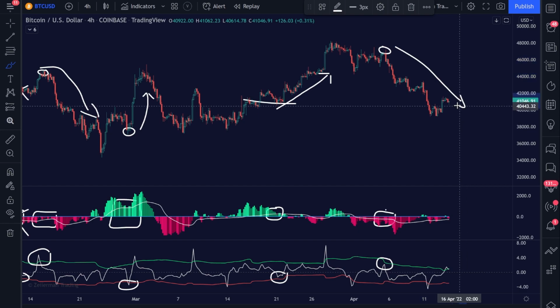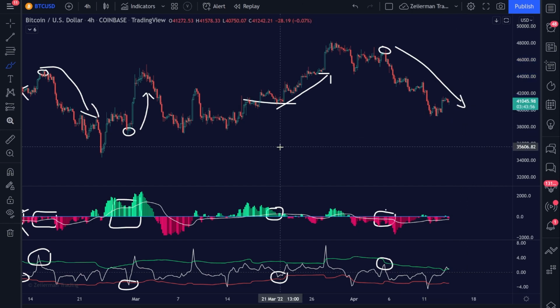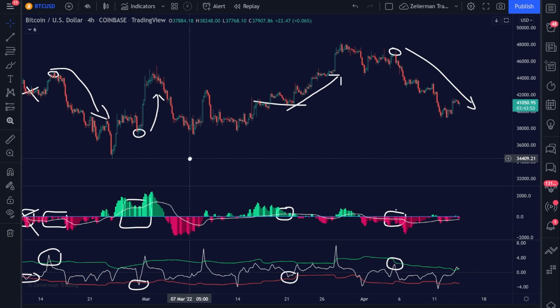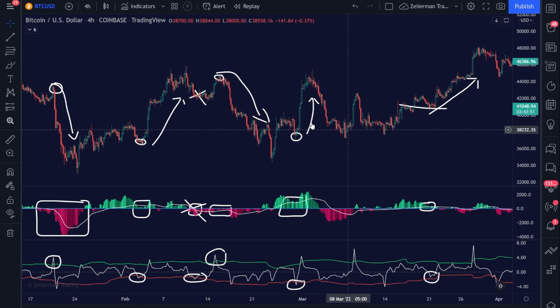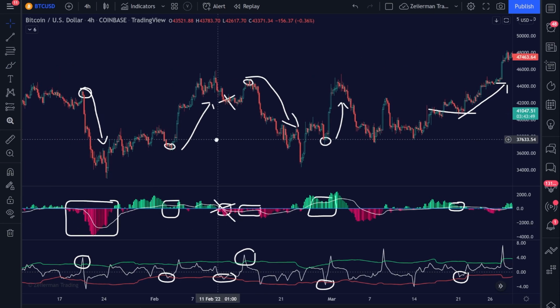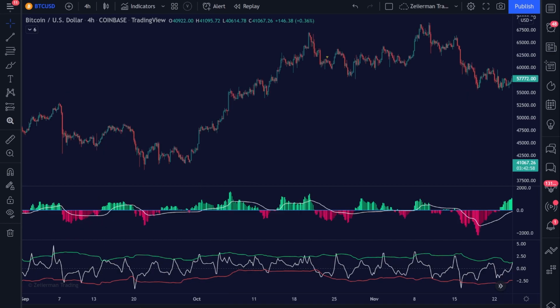And down it goes. So this is just some examples of how powerful this combination can be. And I'm gonna show you some more.